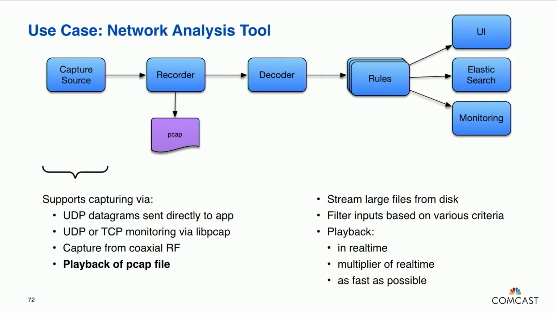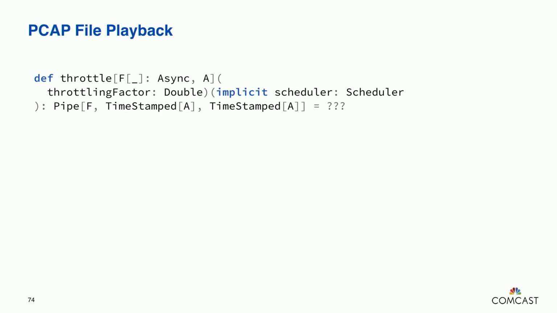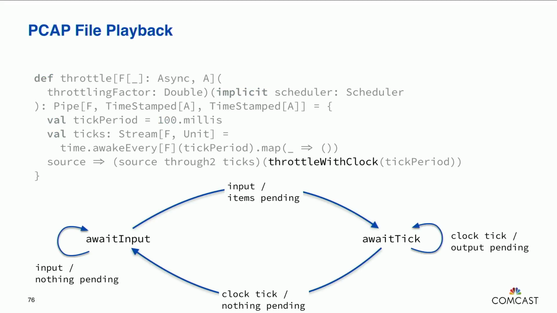And then we did this PCAP playback, where we have a recorded file from tcpdump. We want to play it back at maybe different clock speeds. I won't have time to go through it in detail, but PCAP playback is really interesting because you want to play it back at different speeds, and we have this state machine to do it.